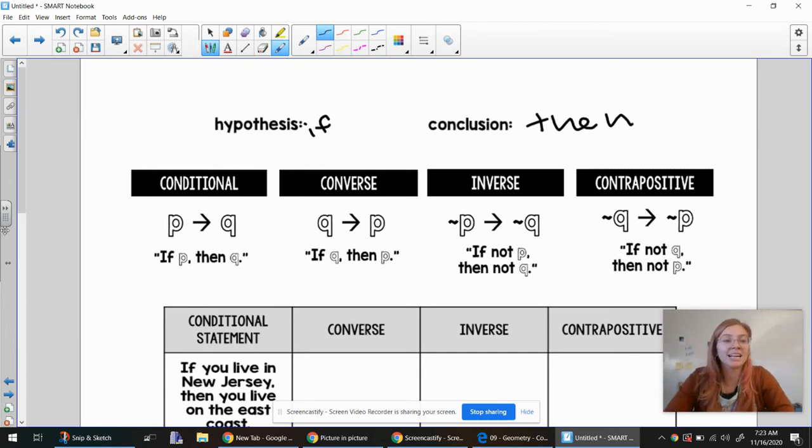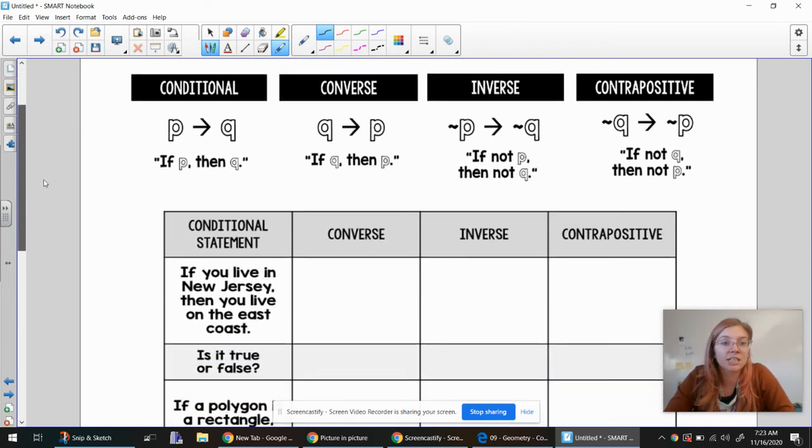So there's a couple different kinds of statements that we can have here. A conditional statement says if P, then Q. So if I have my teaching badge, I'm going to school. A converse statement switches them. So it would say, if I'm going to school, then I have my teaching badge. The inverse adds nots to the conditional statement. So if I don't have my teaching badge, then I'm not going to school.